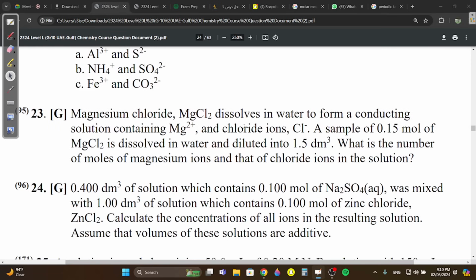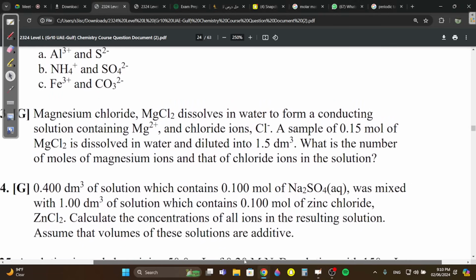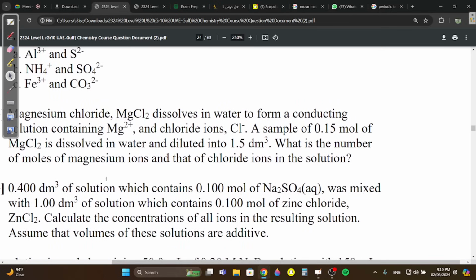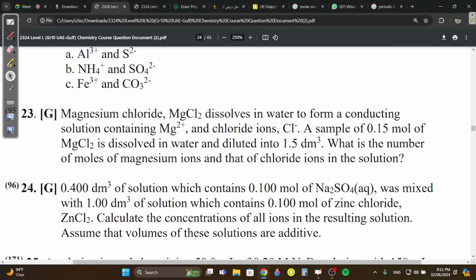Magnesium chloride dissolves in water. Oh my god. Okay, we're going to have to do concentration of ions.